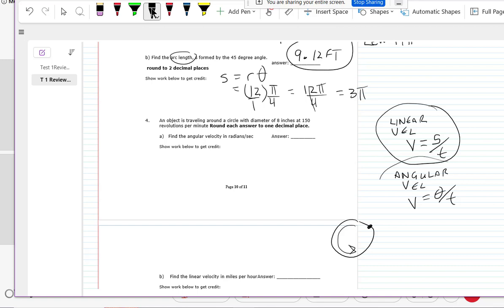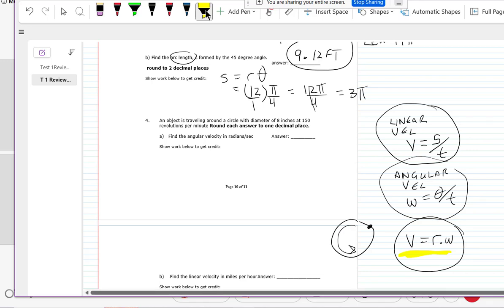Okay. The other thing is we have this formula: V equals R times omega. Linear velocity we use V. Angular velocity we use the Greek letter omega. So the way that the linear and angular velocity are related is by this formula. Okay, so you can use that on these applications quite a bit.